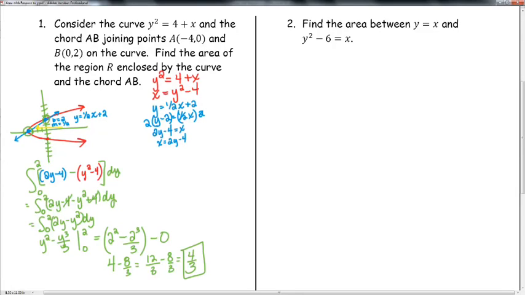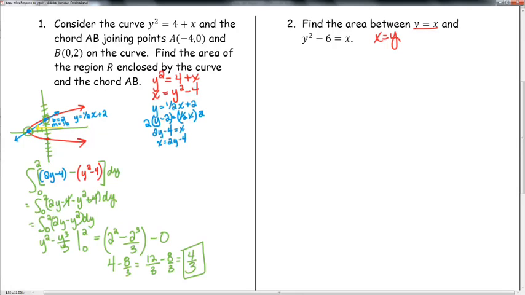So now let's go over to number 2. If we want to find the area between y equals x and y squared minus 6 is equal to x, they've already set it up for us. We already know that x is going to be equal to y. That's one of my formulas.